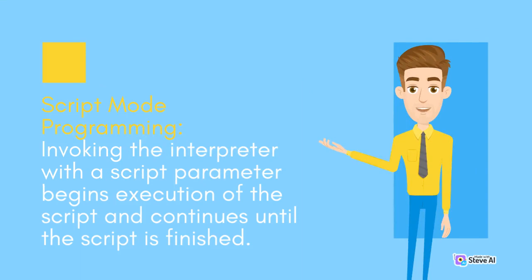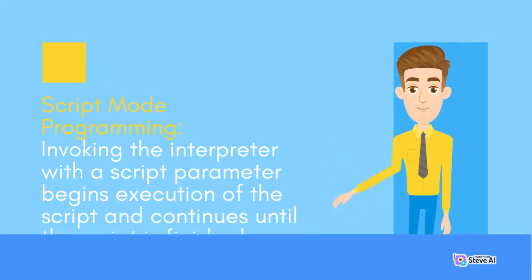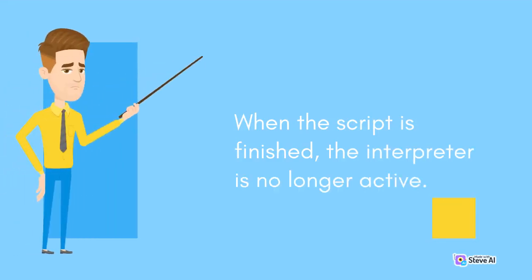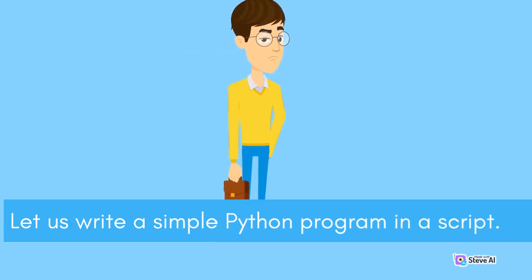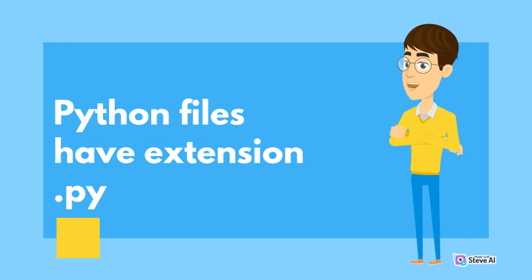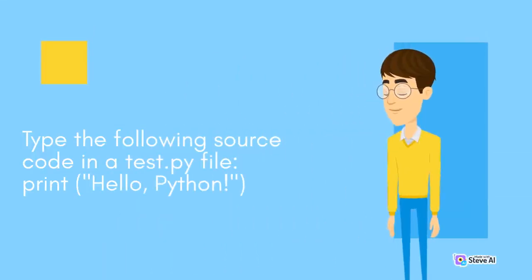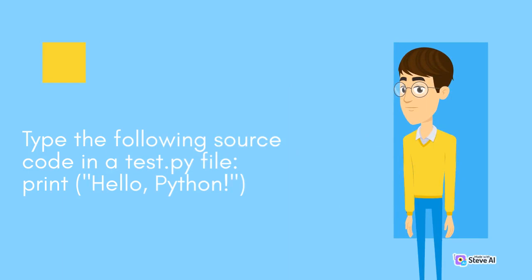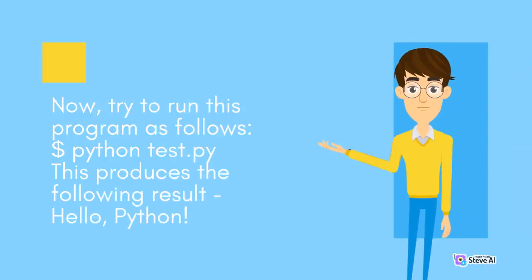Script mode programming. Invoking the interpreter with a script parameter begins execution of the script and continues until the script is finished. When the script is finished, the interpreter is no longer active. Let us write a simple Python program in a script. Python files have extension .py. Type the following source code in a test.py file: print("Hello, Python!") Now, try to run this program as follows: $ python test.py. It produces the following result: Hello, Python!